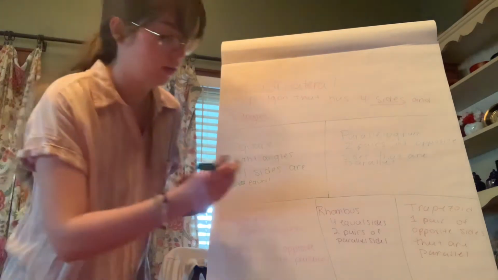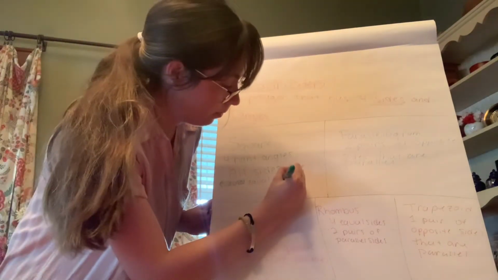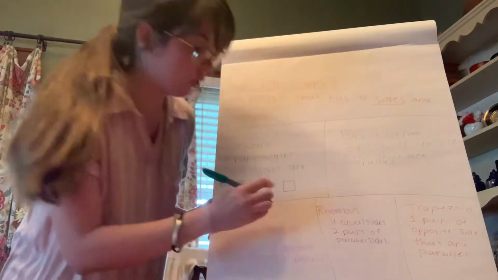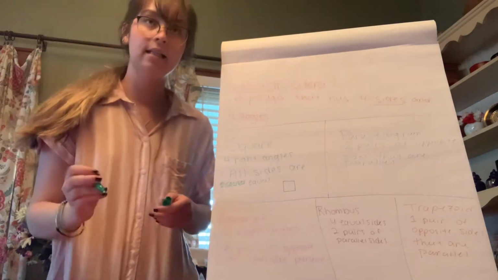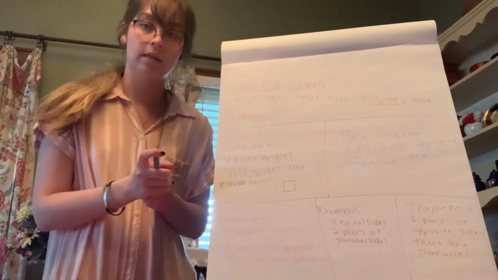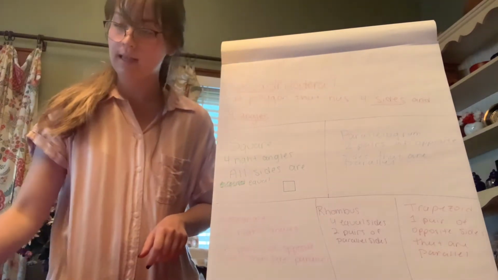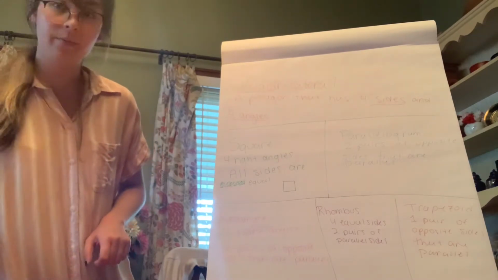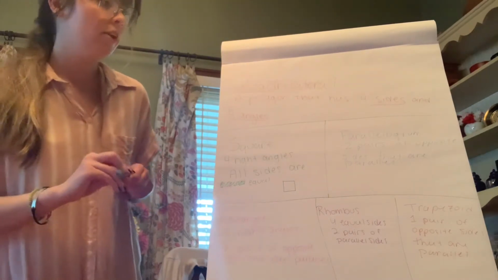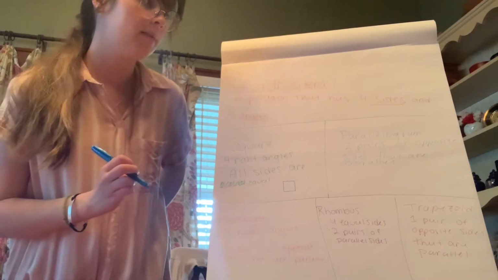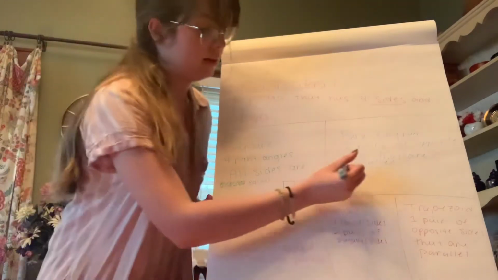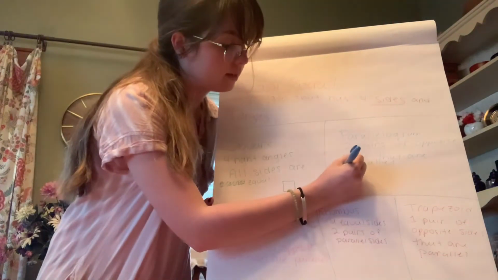So we're going to go ahead and draw it. I've got a square with 4 equal sides and 4 equal angles. Next, we're going to go to parallelogram. Let me get my blue marker. A parallelogram has 2 pairs of opposite sides that are parallel. So let's draw some parallelograms.